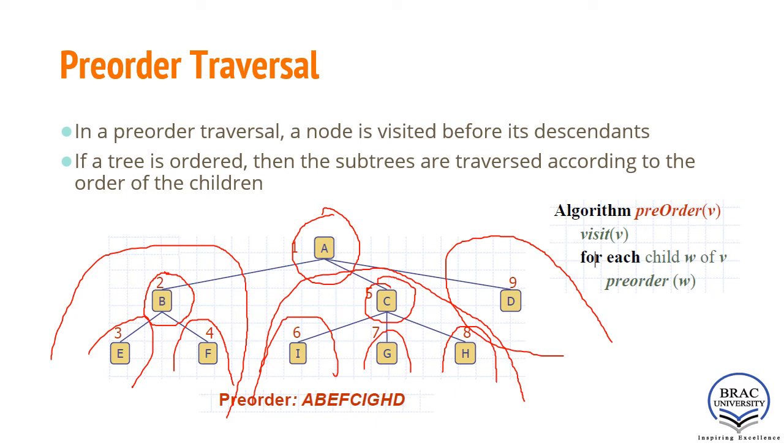So this will be the pre-order traversal, that is A, B, E, F. So this part is done. Then C, I, G, H, and lastly D.